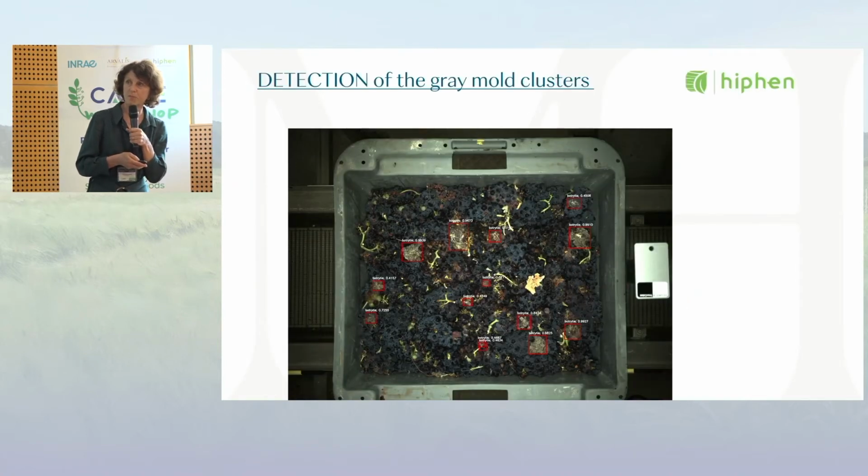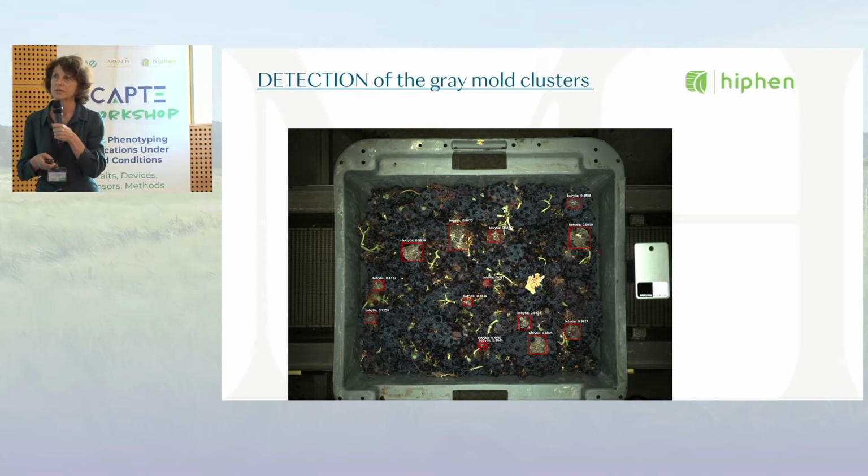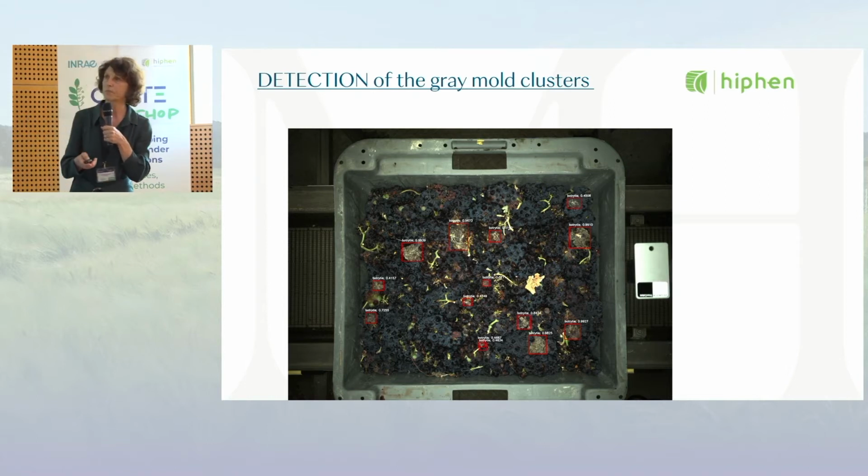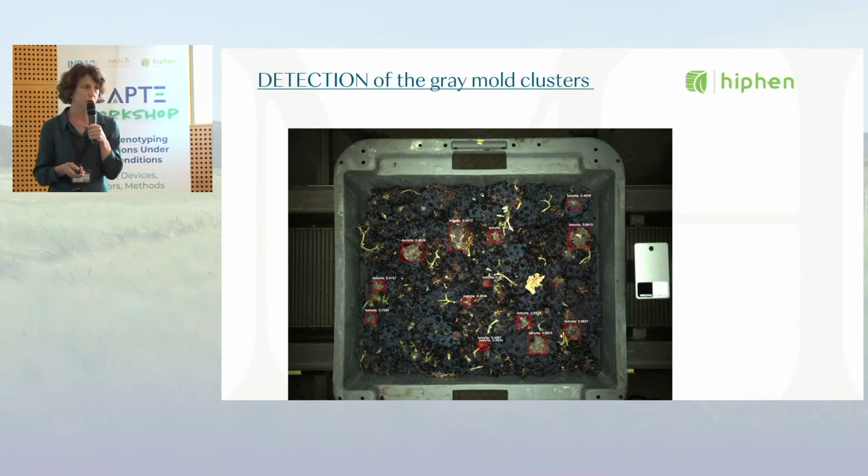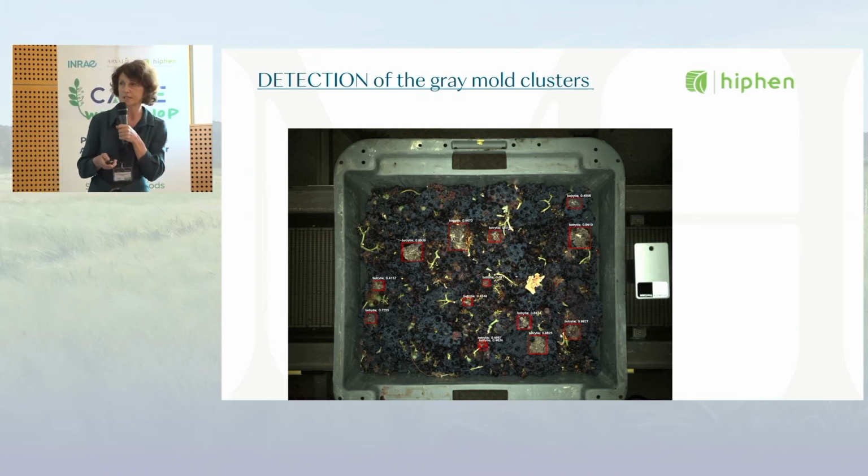So that's an example of how it works. We see here the boxes and the way the algorithm recognizes all these small spots of infection and the presence of the botrytis, the infection of the disease.